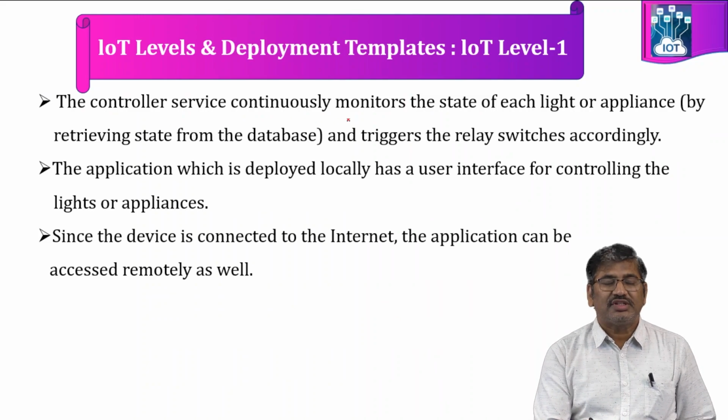The control service continuously monitors the state of each light or appliance by retrieving the state from the database and triggers the relay switches accordingly. The application, which is deployed locally, has a user interface for controlling the lights and appliances. Since the device is connected to the internet, the application can be accessed remotely as well.